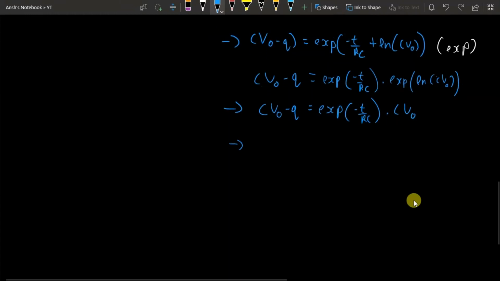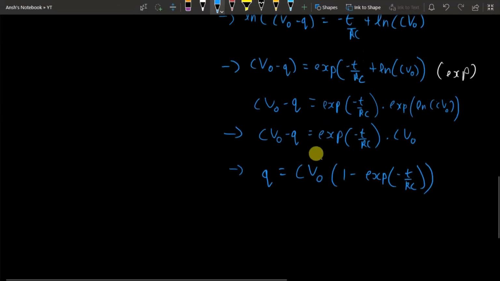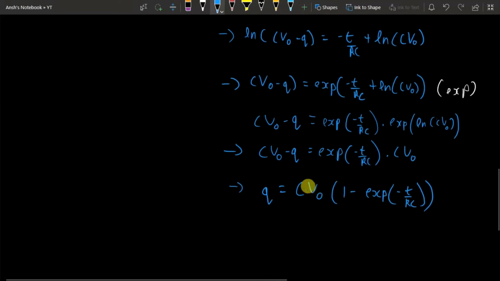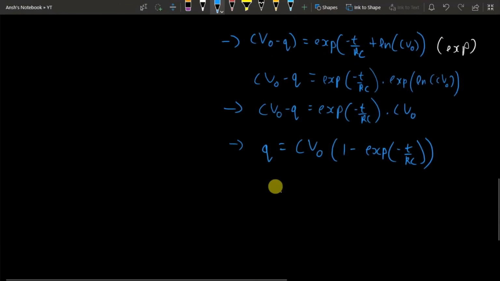On rearranging even further, we take this term to the left hand side and take the charge to the right hand side. Writing the charge on the left hand side this time, we get Q is equal to CV naught times (1 minus exponential of minus t over RC). And again, as we discussed earlier, this term CV naught corresponds to the maximum charge that can be stored inside the capacitor. So we can also write it as Q naught.